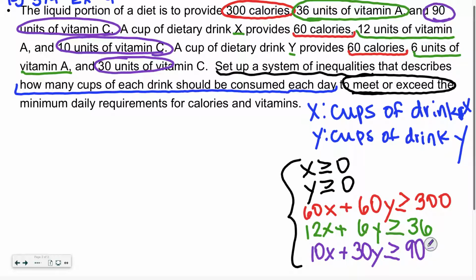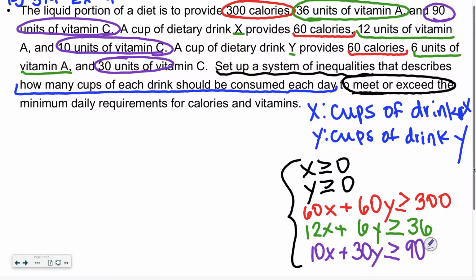Now what do we get to do with these? We don't have to solve them quite yet. What do we do with inequalities? What do you do on number 4 of your quiz? We get to graph them. We get to graph them and shade all of the overlaps.